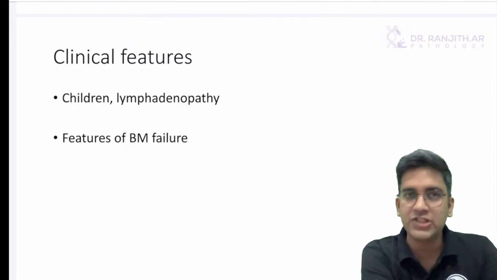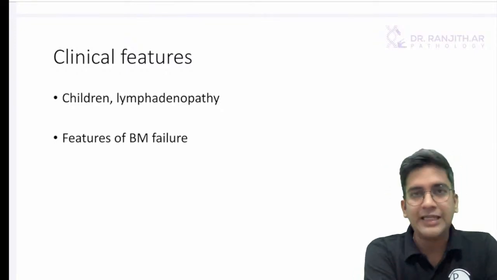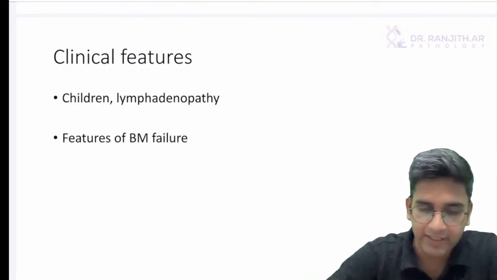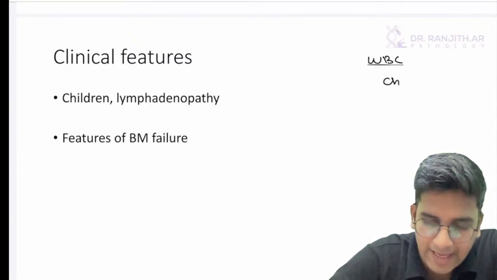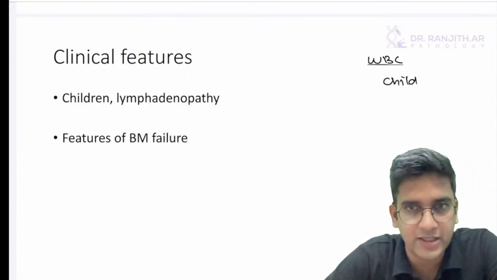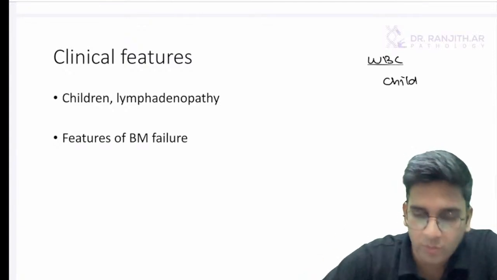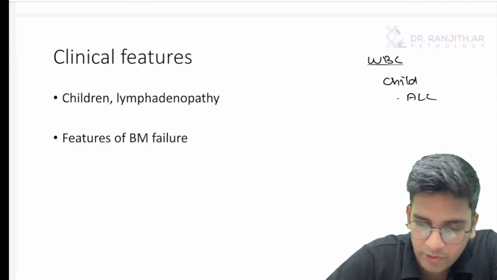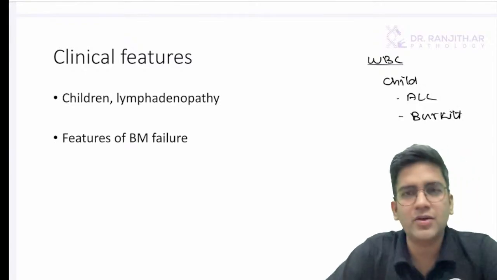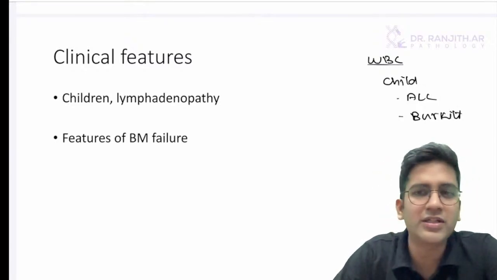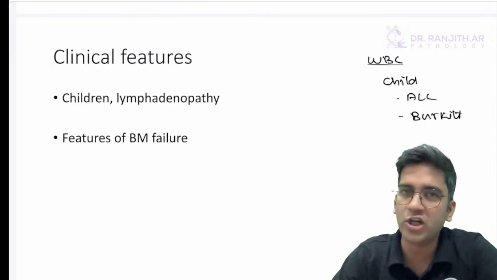It's obviously seen in children, okay? So children, lymphadenopathy is a classical finding. If there is a question in the WBC neoplasms and it is seen in children, a child, right? There are 2 things which I never want you to forget. One is acute lymphoid leukemia, other is Burkitt's lymphoma. These are the only things, at least for an undergraduate level, which will come for children. Acute lymphoid leukemia or a Burkitt's lymphoma.